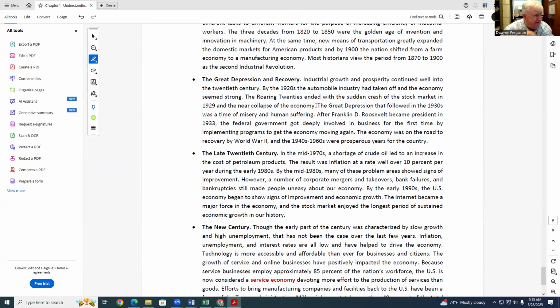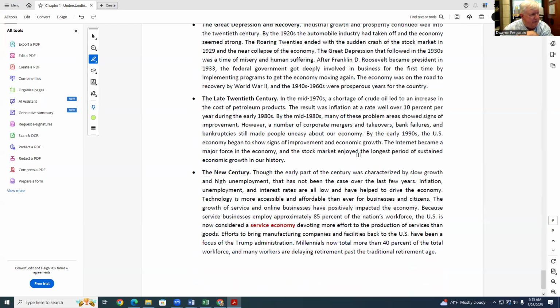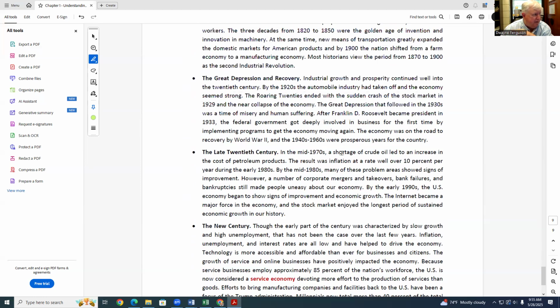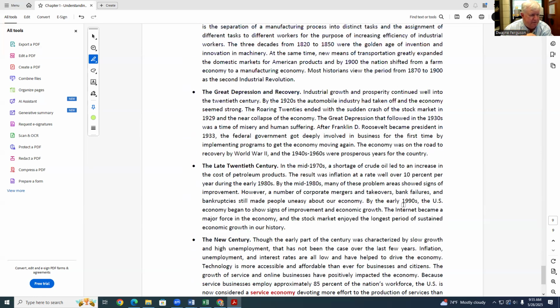So anyway, read about that, read about the Great Depression, where we were in the 20th century, where we are now, and how we have become a service economy here in the U.S. So anyway, for every one of these chapters, I'll try to give you a little overview, and hopefully you'll read more about this kind of stuff in the online text for a supplement. And of course, you can ask questions anytime you need to.